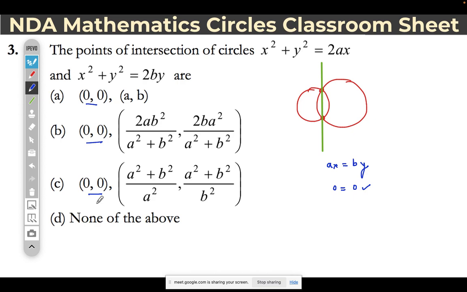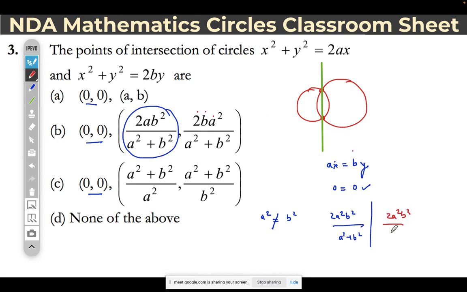Then you decided a comma b: a into a square, b into b square. Nowhere is it given that both are equal, so we cannot accept it, right? Now here, instead of x, if I put this, the denominator is a square plus b square. 2a b square into a is 2a square b square. 2a square b into b is 2a square b square upon a square plus b square. Both are coming equal, and yes, this is our point. Clear? Very good.